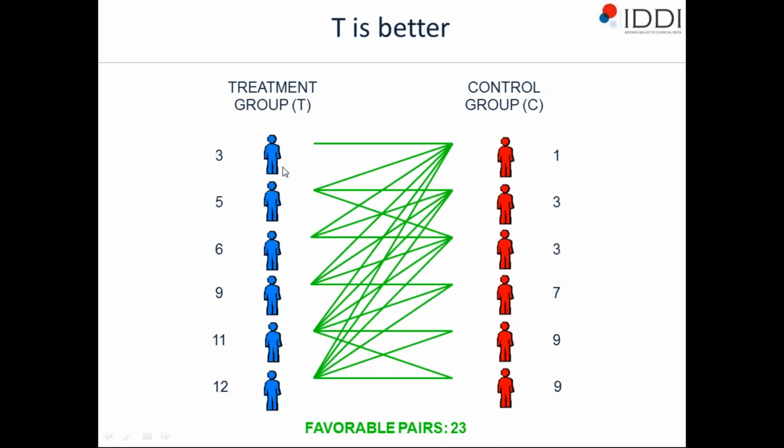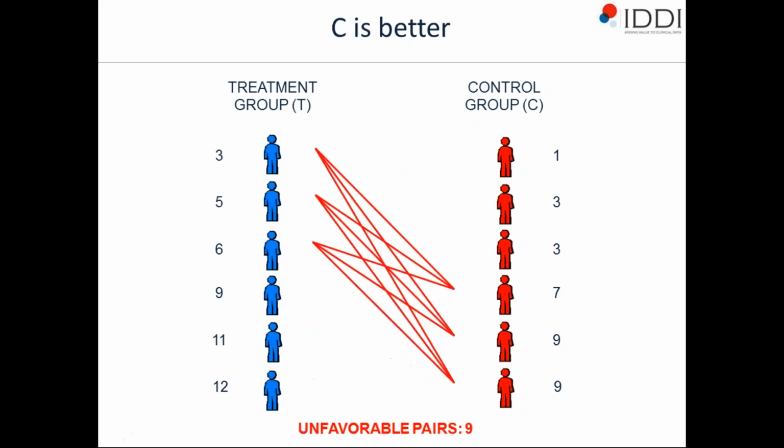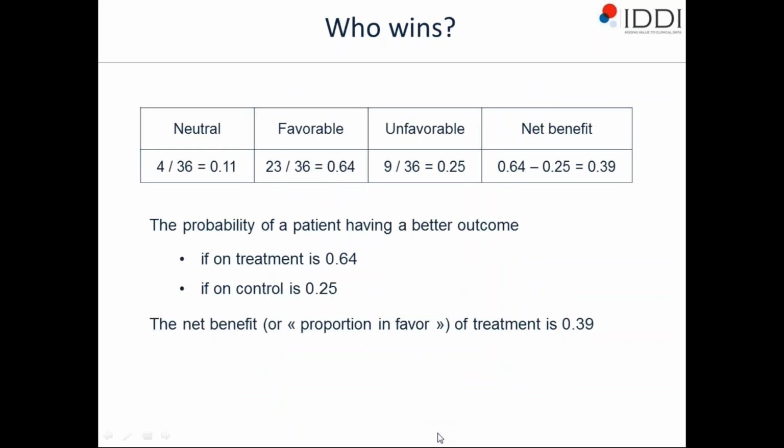If we look at the favorable pairs, this patient survived longer than that patient here, 3 months versus 1. That's in favor of the treatment. And we do this for every possible pair, and we end up with 23 favorable pairs. Conversely, if we look at the unfavorable pairs, this patient has a 3-month survival, and that's unfavorable compared with that patient who has 7-month survival. And again, we do this for all pairwise comparisons, and we end up with 9 unfavorable pairs.